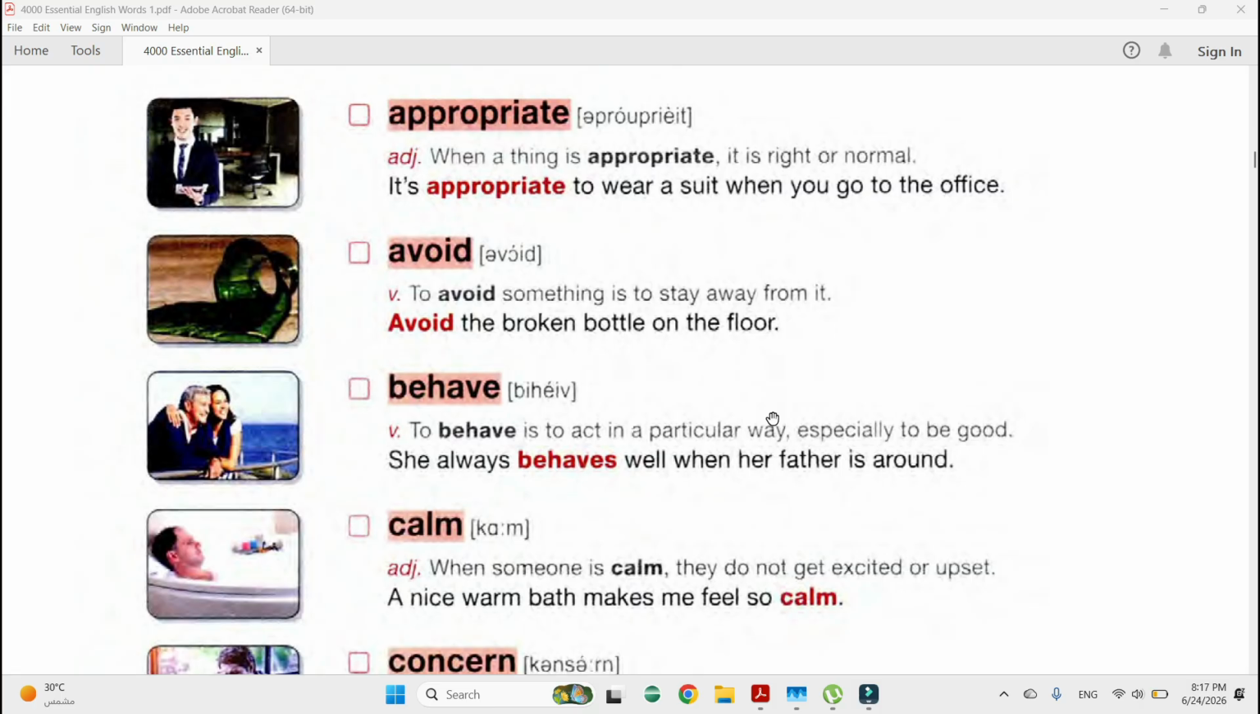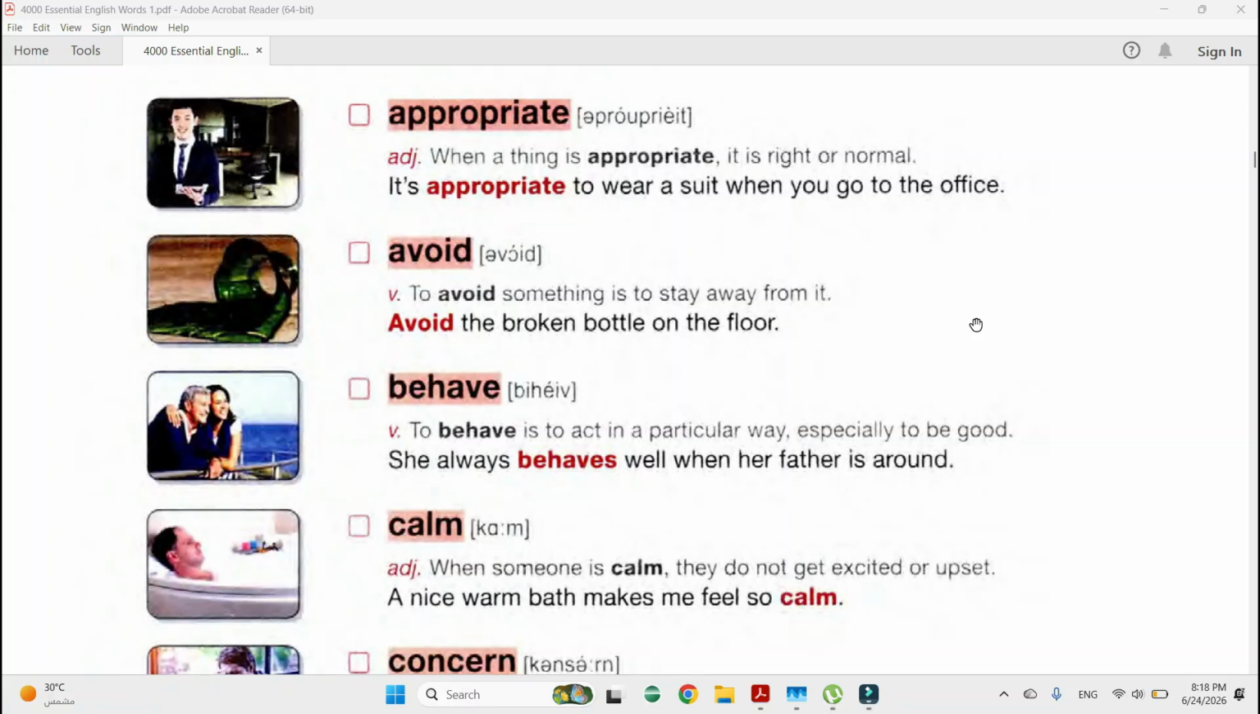Behave. Behave is to act in a particular way, especially to be good. She always behaves well when her father is around.